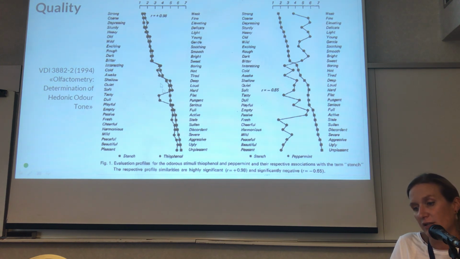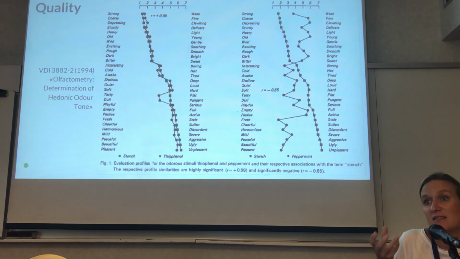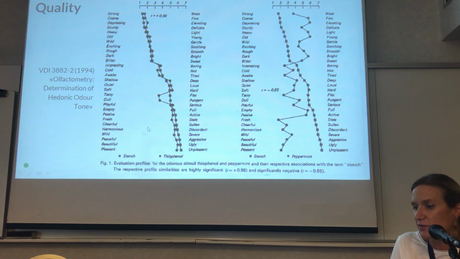And here you can see, for example, the characterization of stench and thiophenol, which have very similar profiles on this scale of descriptors, which means that the quality of the two odors is perceived as similar, whereas for stench and peppermint, the scoring of each descriptor is very different, thus indicating that these odors have very different qualities according to this way of describing them.